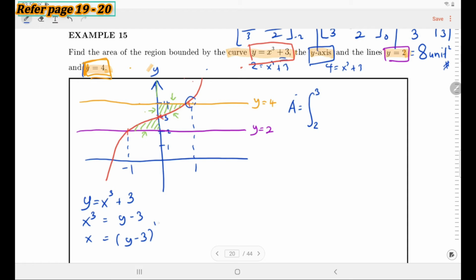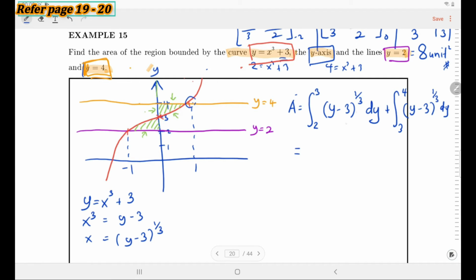I change to index form, which is easier to integrate, so 1 over 3. Now I've changed the function into a function of y: y minus 3 to the power of 1 over 3, with respect to y. That is why we have to change it into the y function. We have another region from 3 to 4, also with the same y function: y minus 3 to the power of 1 over 3 dy.